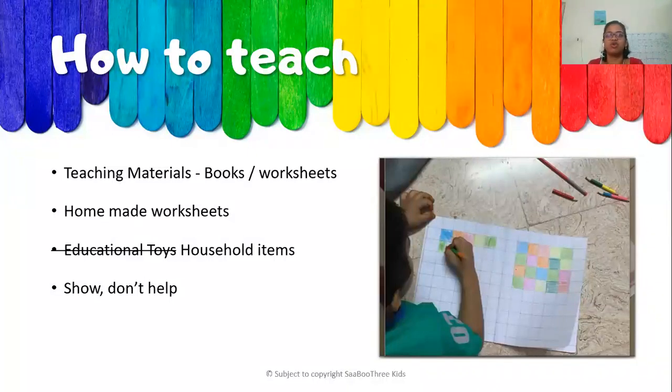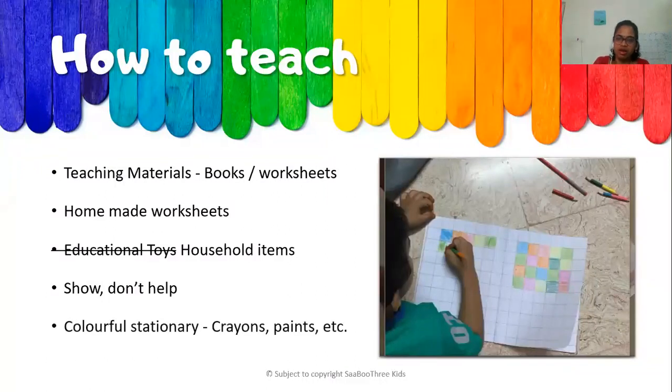There is no definition of this is beautiful, that is ugly. As for the scribbling, if you're not able to understand their writing, it's fine, but do not do their work for them. Another recommendation is to use colorful stationery. Instead of giving a pen or pencil, give them crayons and paints, let them make a mess. Make sure it is child safe.